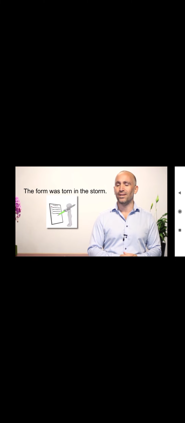Say them with me. Here's the first sentence. Can you repeat your name for me, please? And again. Can you repeat your name for me, please? The form was torn in the storm. Again, the form was torn in the storm. And the next sentence, he sorted the forms for the organisation as he walked towards the door. Again, he sorted the forms for the organisation as he walked towards the door.